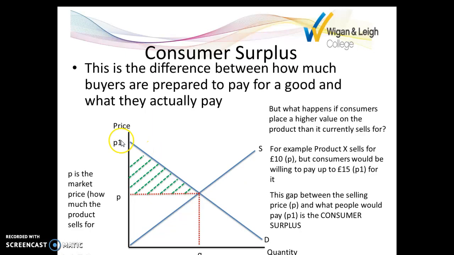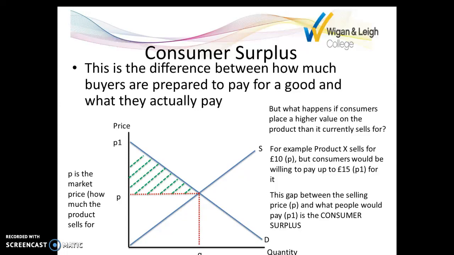If P1 represents, in this case, £15 and P represents £10, then consumers are getting a bit of a bargain, aren't they? They're actually paying £10 for it, but they'd be quite happy to pay £15 for it. So we get a £5 potential consumer surplus. Obviously, if P was at 12 and P1 was still 15, we've got a £3 consumer surplus. It's a really important concept to understand because for consumers it gives them an idea of when they're getting a good deal, or even for firms it might give them an idea of how they could potentially raise prices.